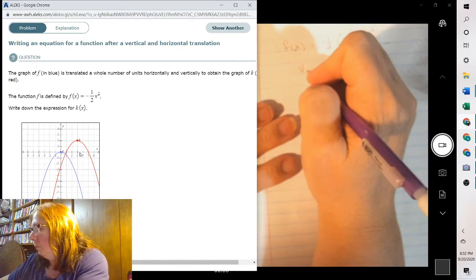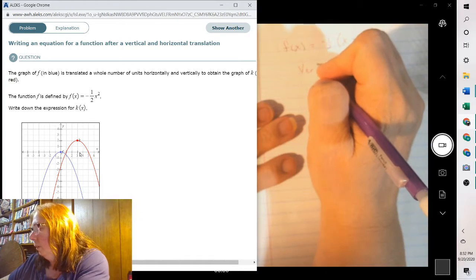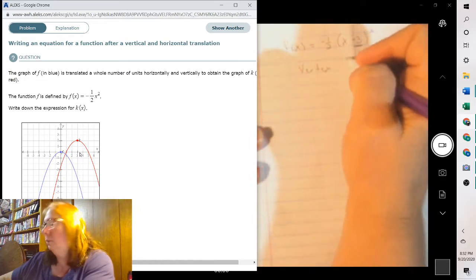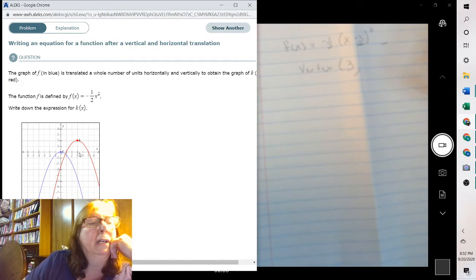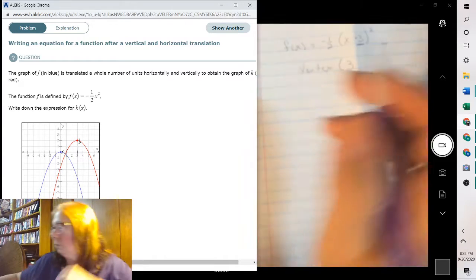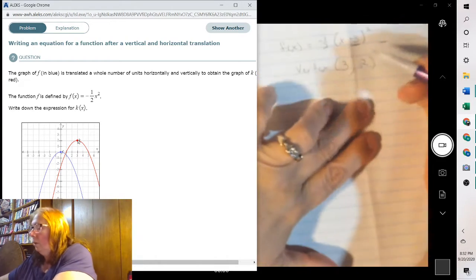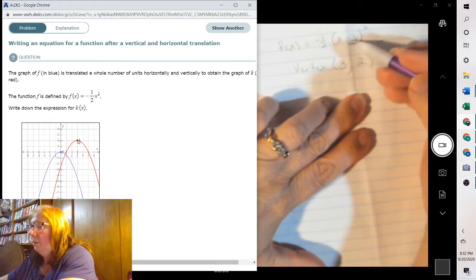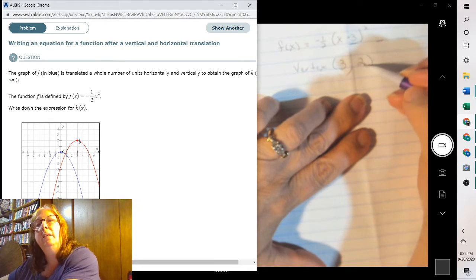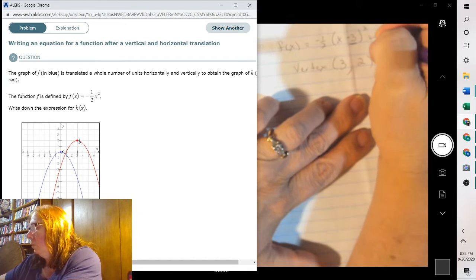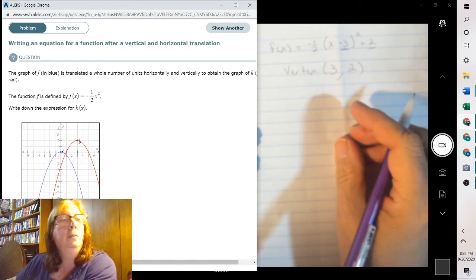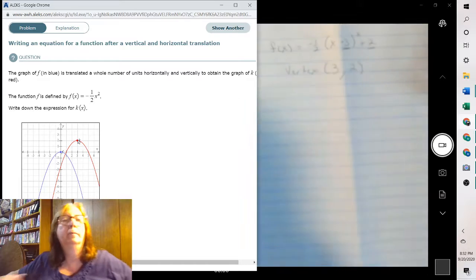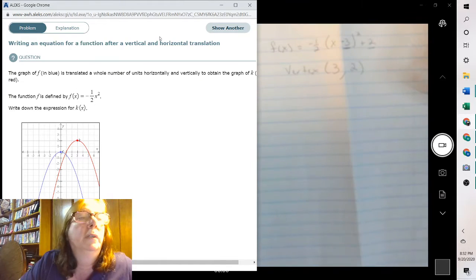If we find the vertex, it moved right 3 and up 2. So here we took the opposite sign, so it would be a -3. Here we took the same sign, so it's +2. And that would be your equation. Let's try one more.